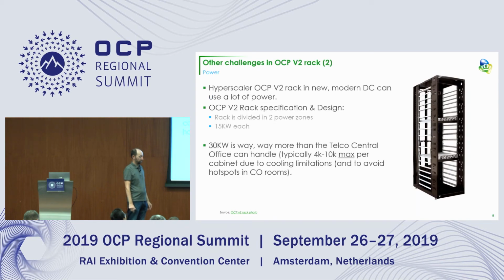A third thing we ran into has to do with the power. The normal V2 rack has 2 power zones, and it can do something like 15 kilowatt per power zone, using the bus bar to give power to all the components in the rack. But if you look at the telco central office locations, if I talk to these location manager guys, they tell me, if you do more than 10 kilowatt, and another guy told me, more than 4 kilowatts is going to be an issue.